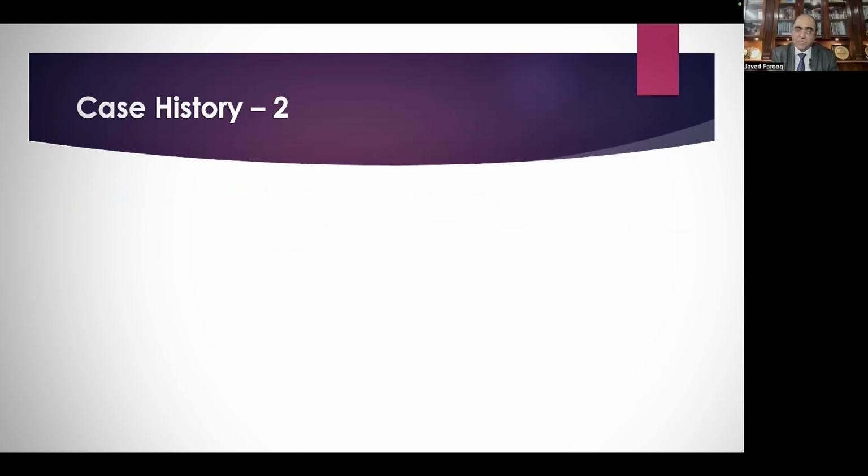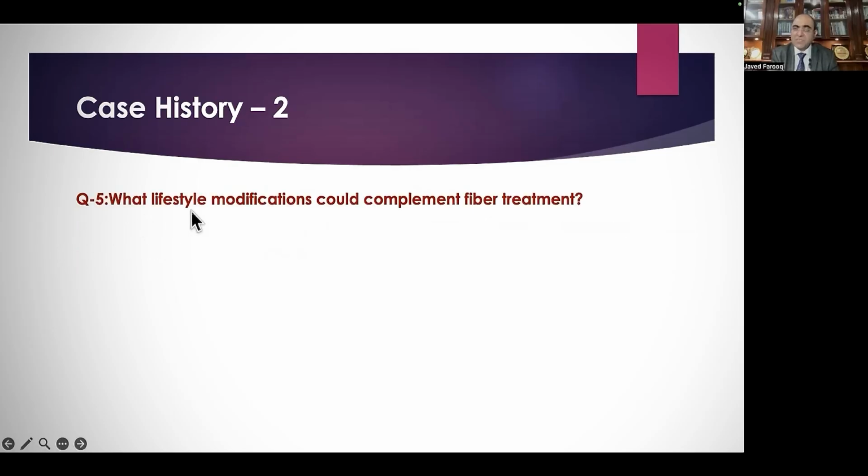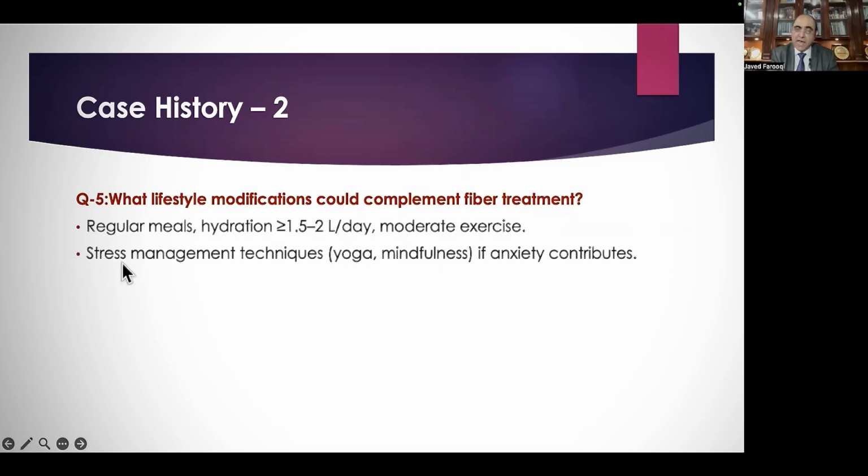Question number 5, the last question. What lifestyle modifications could complement fiber treatment? Answer is regular meals, hydration, drinking water 1.5 to 2 liters per day, and moderate exercise. And stress management techniques, that is yoga, mindfulness if anxiety contributes.